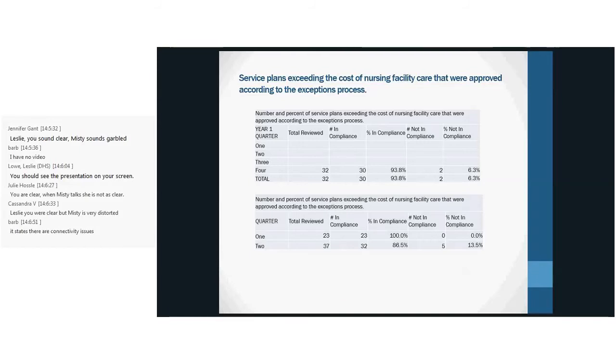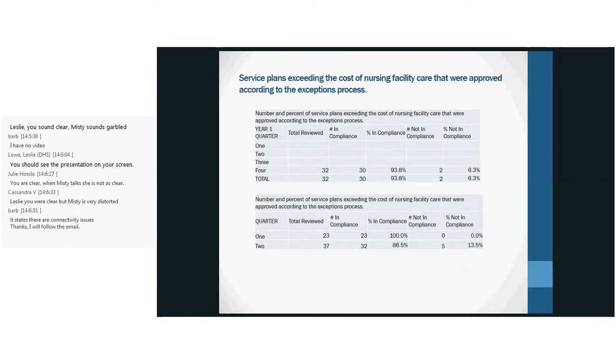So back to the presentation. Service plans exceeding the cost of nursing facility care that were approved according to the exceptions process. For last quarter, we had 37 that we reviewed, and out of those, 32 were in compliance, which meant 5 were not. We are going to be updating the exceptions plan policy and procedure because we realized that we didn't have the submission requirements included in that. And so I believe a lot of staff didn't realize that they needed to submit an exceptions request during the annual review process. So we'll be updating that soon and getting that sent.